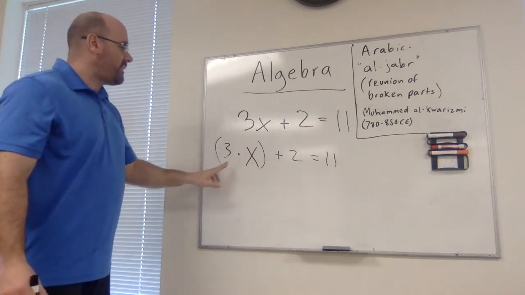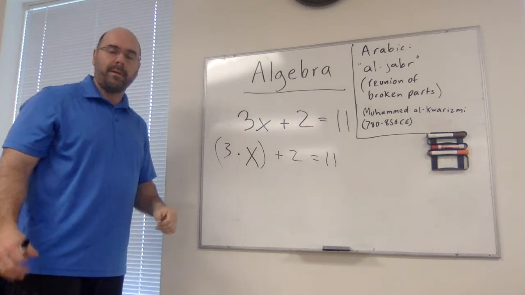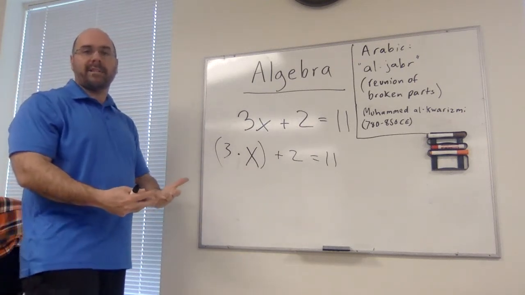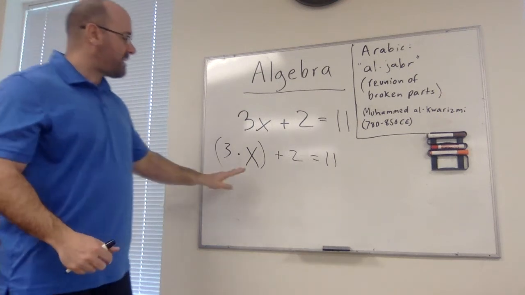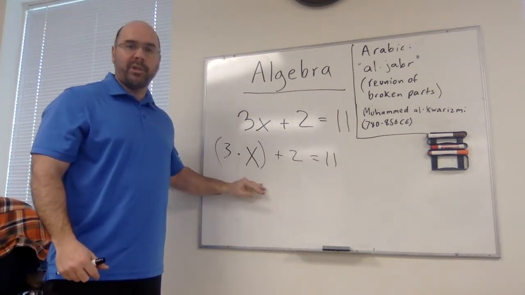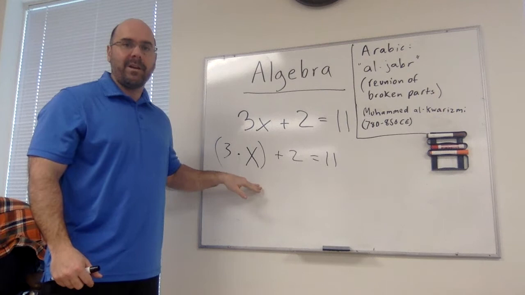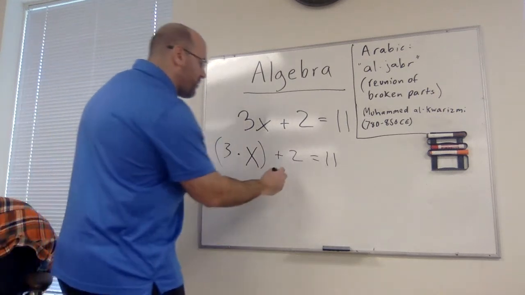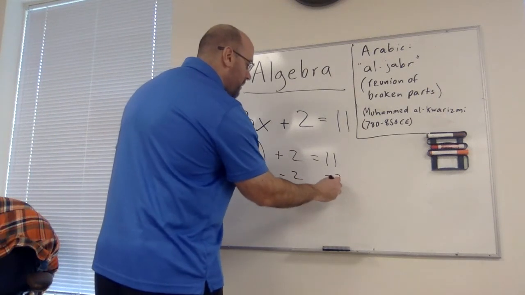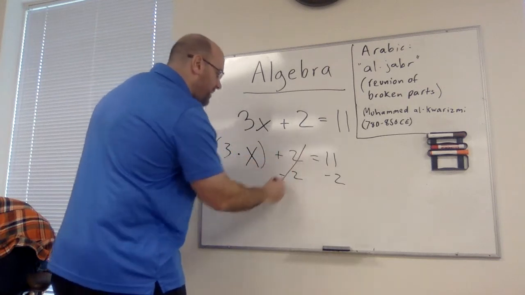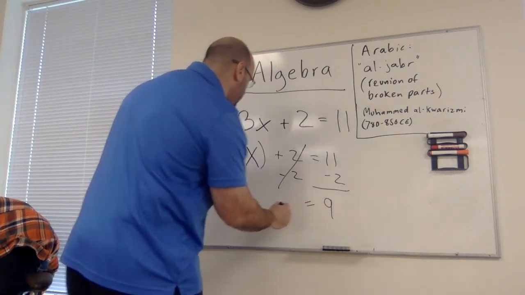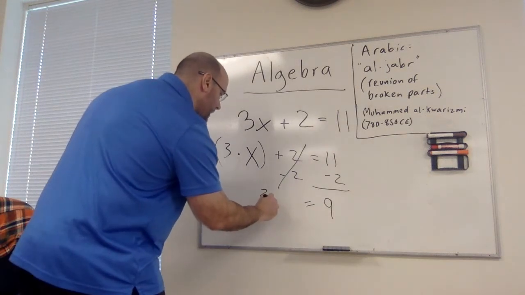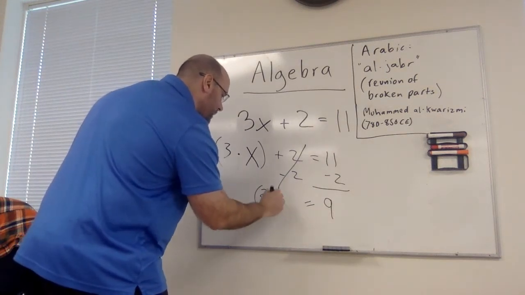So 3 times x plus 2 equals 11. How am I going to reunite x with what it is? Well, first we have to get x isolated. We want to socially isolate x here, so let's go ahead and do that. I'm going to subtract 2 from both sides, and this cancels out that. I get 9 here. 9 equals 3 times x.